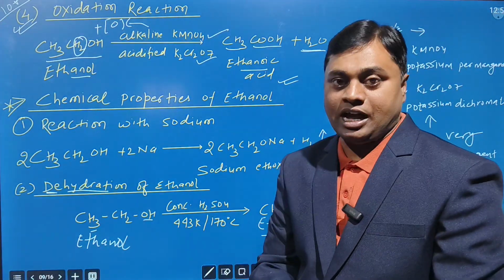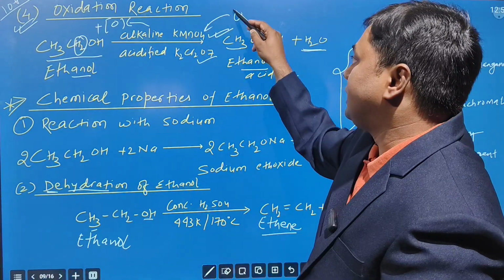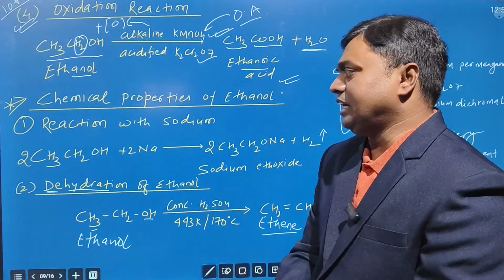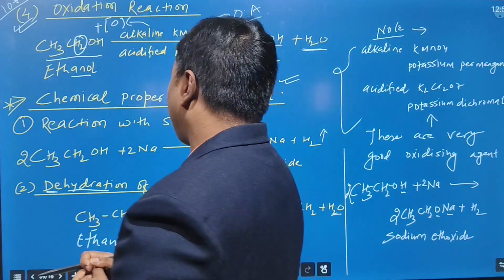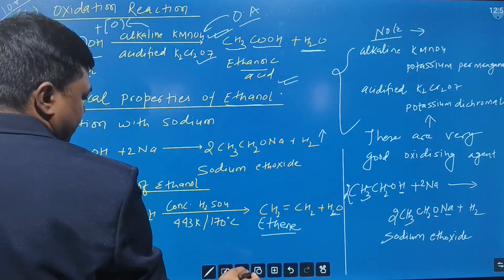So ethanol changes to ethanoic acid. That is the oxidation reaction. What is required? Oxidizing agent. These are oxidizing agents. Let's discuss a more important reaction. Reaction of ethanol with the metal sodium.